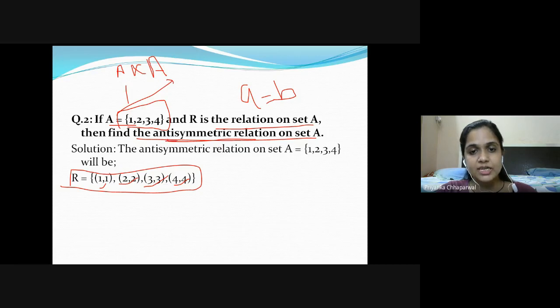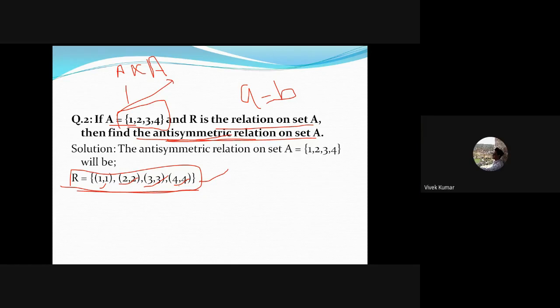What is the condition for an antisymmetric relation? According to the condition, you just make one relation, so that the relation should be an antisymmetric relation. So here I made (1,1), (2,2), (3,3) and (4,4). So it is an antisymmetric relation. Yes student, is it clear?